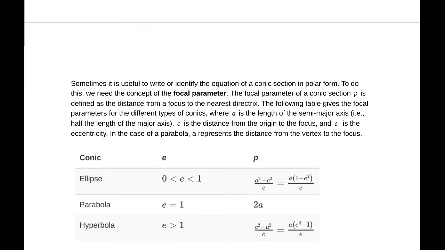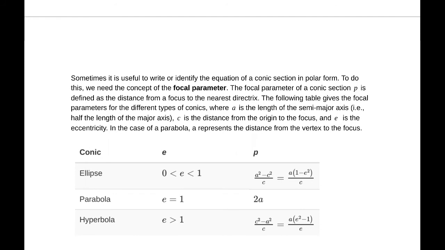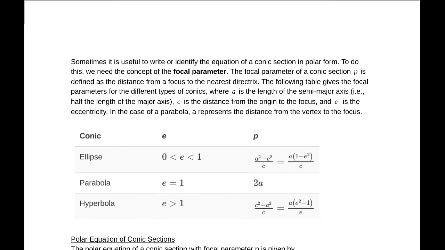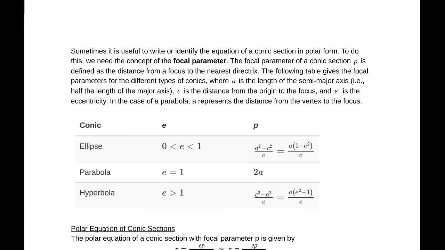All right, there is another parameter we can discuss, though, called the focal parameter, so that we can actually use this to write our equations in polar form. We are going to come back to polar coordinates. So here's how we find the focal parameter for any of our conics.